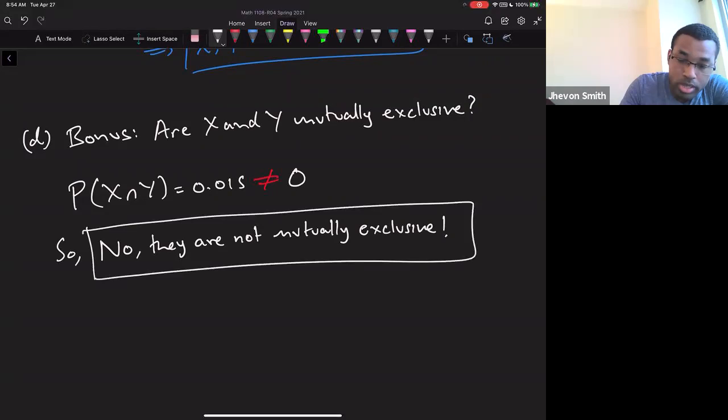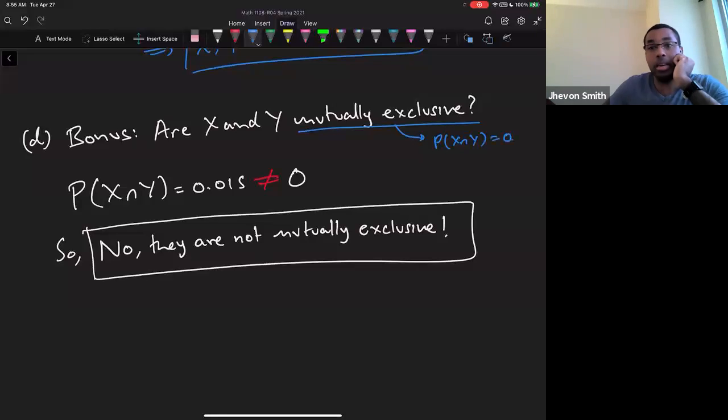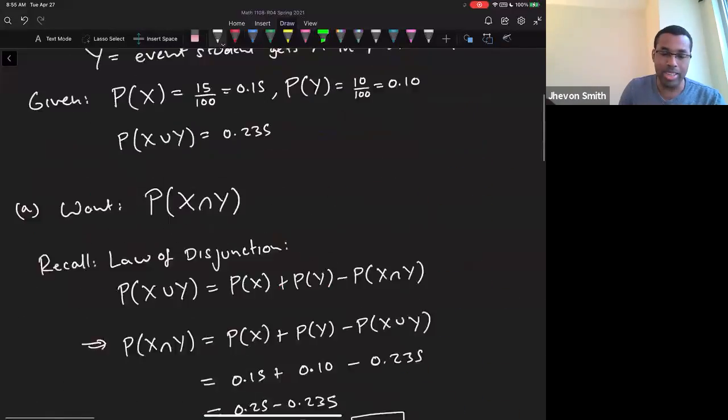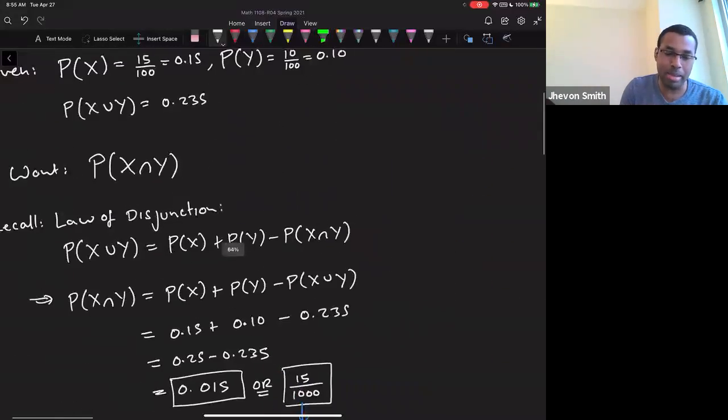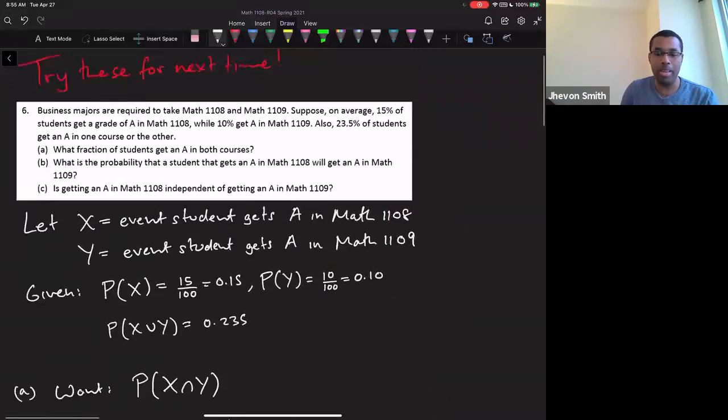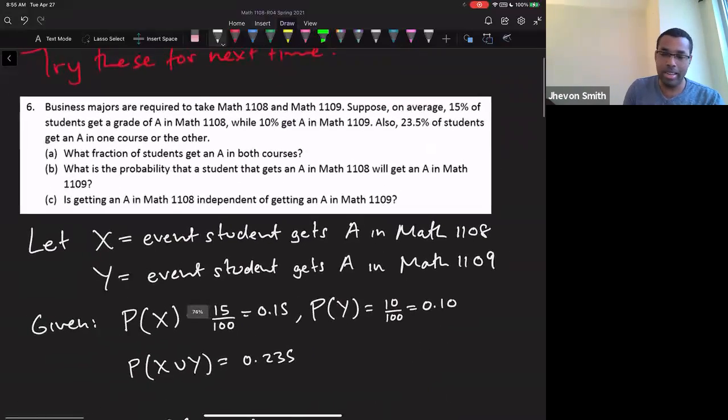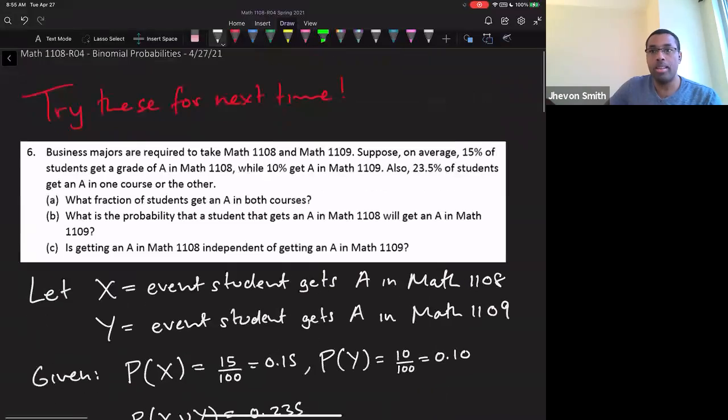So remember what mutually exclusive means. Mutually exclusive is asking, is the probability of x and y equal to 0? If they cannot occur at the same time, that's what it means to be mutually exclusive. So remember that. All right, cool. That was a nice little refresher of some important concepts that I'm definitely going to test you on in various scenarios.